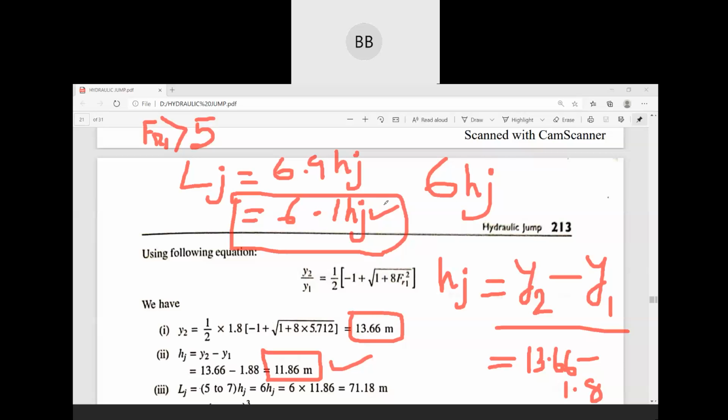So the length of the jump will be 6 times the height of the jump. You will get around 71.18 meter.